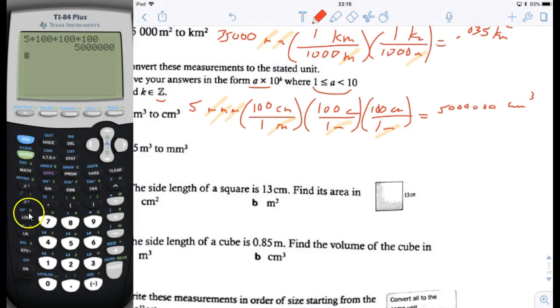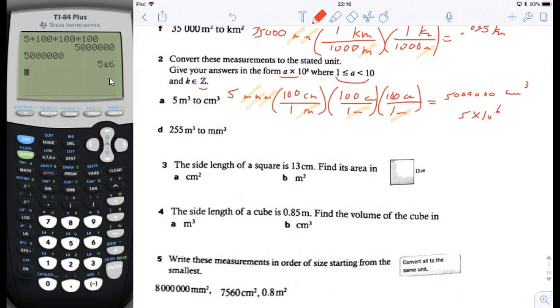I don't see mode. Where's mode? Here it is. So then I'm going to change the mode so the output comes out in scientific notation. Let me go up and input that again. 5 times 10 to the 6 is the answer. 5 times 10 to the 6 centimeters cubed.